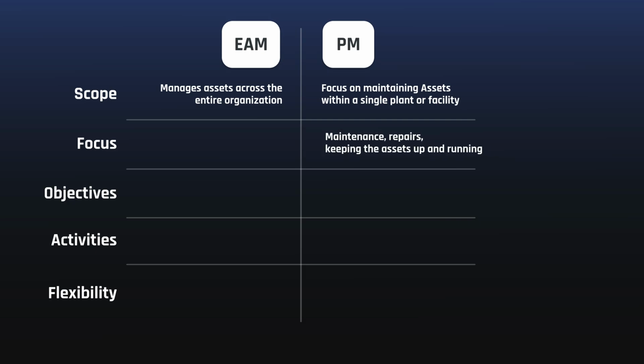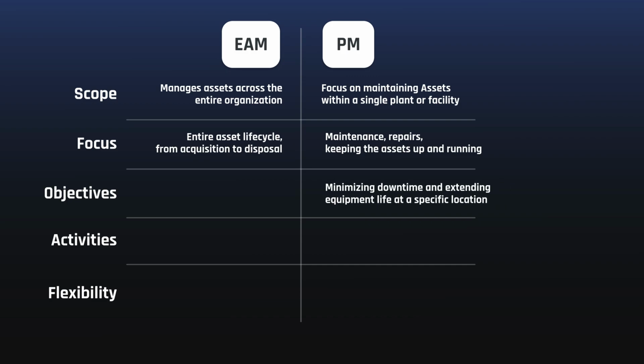Focus of PM: maintenance, repairs, keeping the assets up and running. EAM: management of the entire asset life cycle, from acquisition to disposal. Objectives: PM is about minimizing downtime and extending equipment life at the specific location. EAM aims higher. The goal is to maximize asset performance and return on investment across the enterprise.